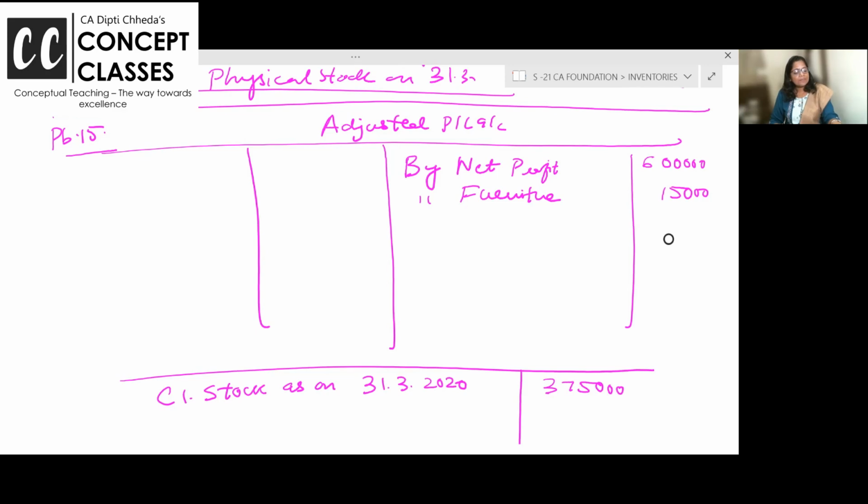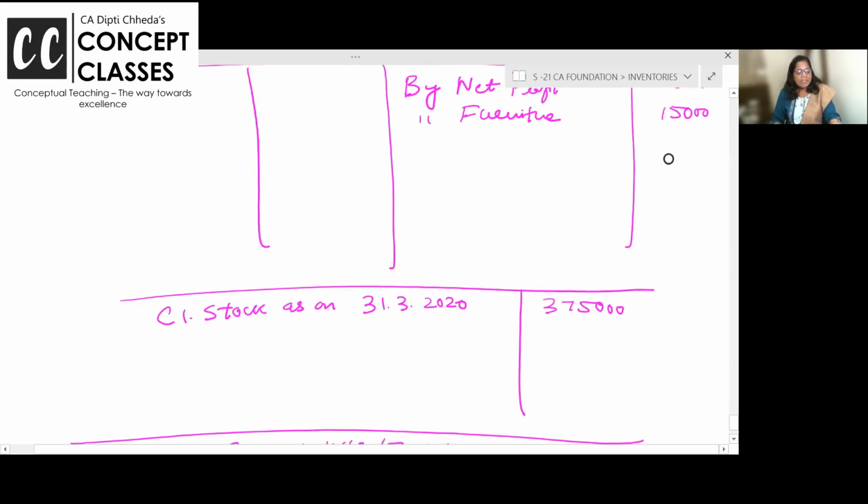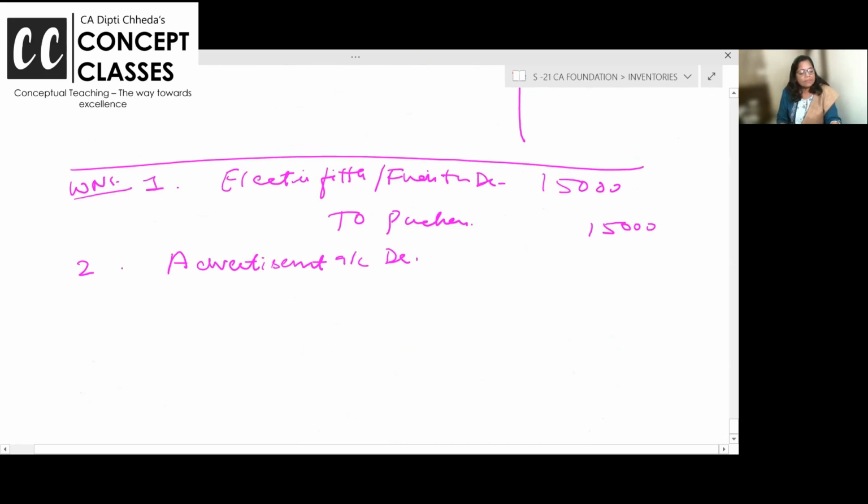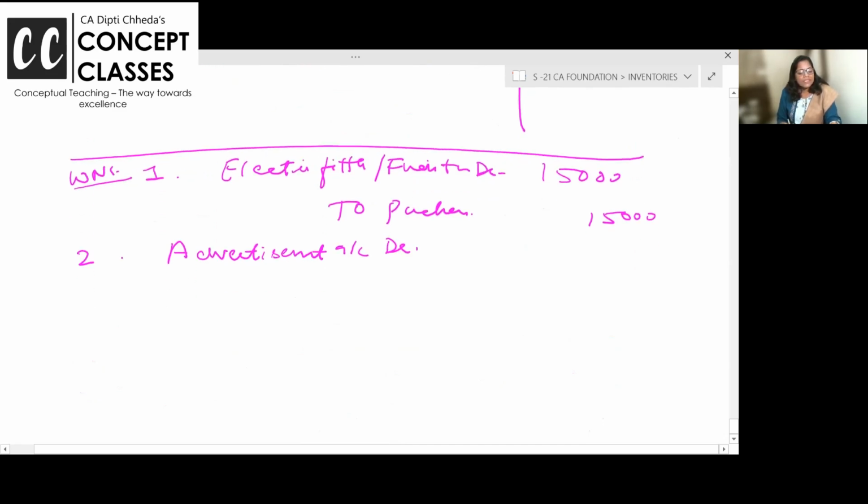Next, Hanuman gave away goods of 40,000 as free sample. No entry was recorded. So if you give as free sample, advertisement account debit, to purchases. 40,000, 40,000.